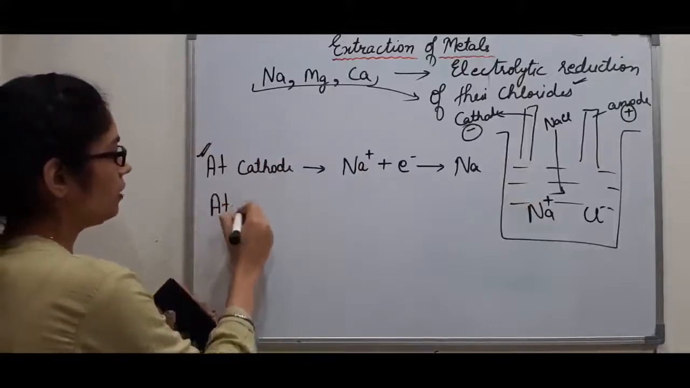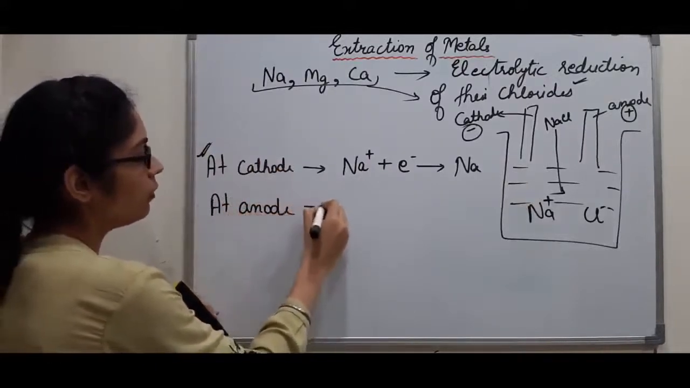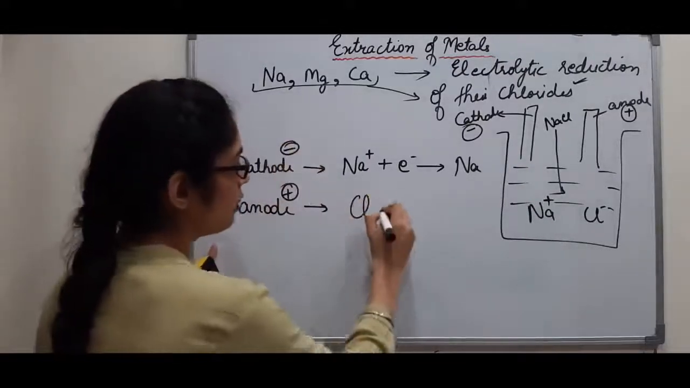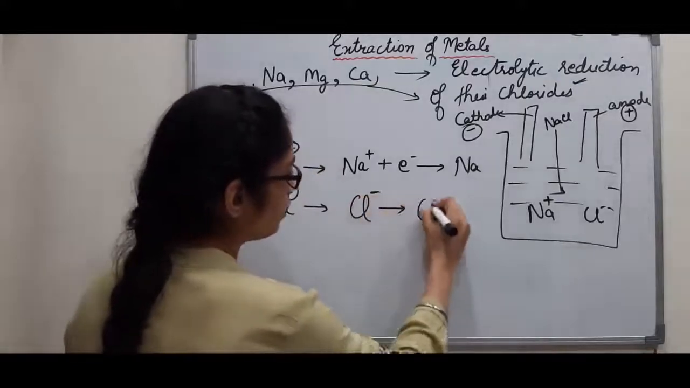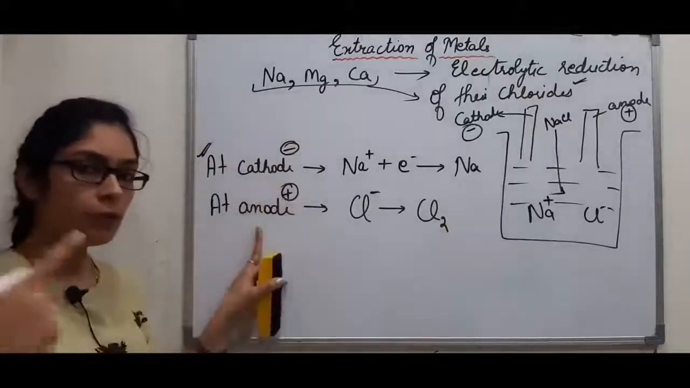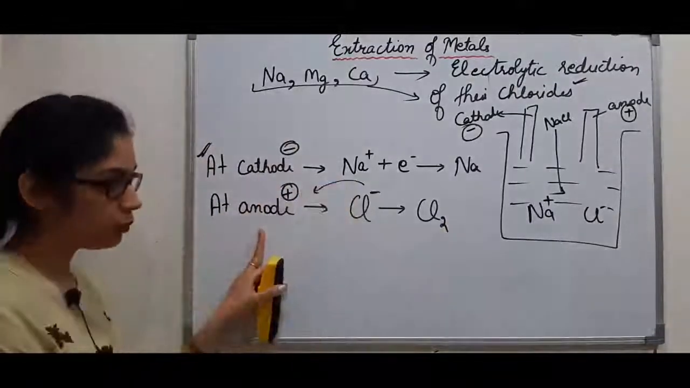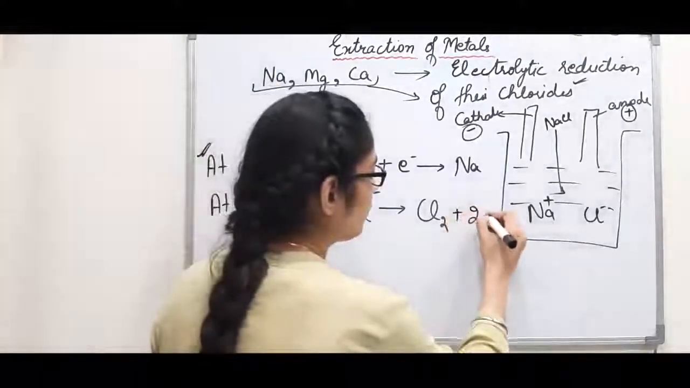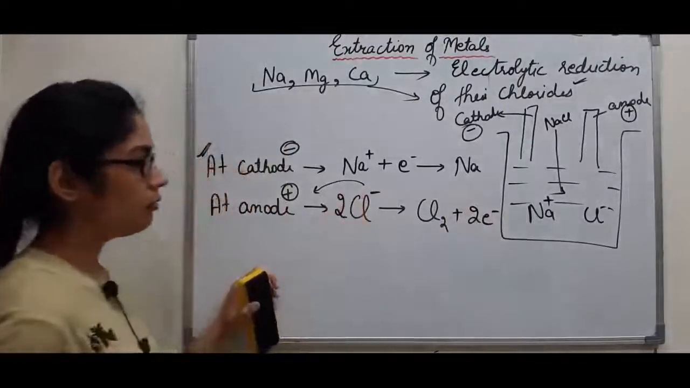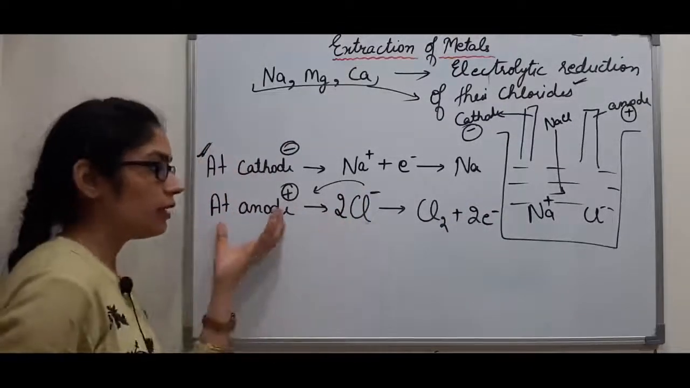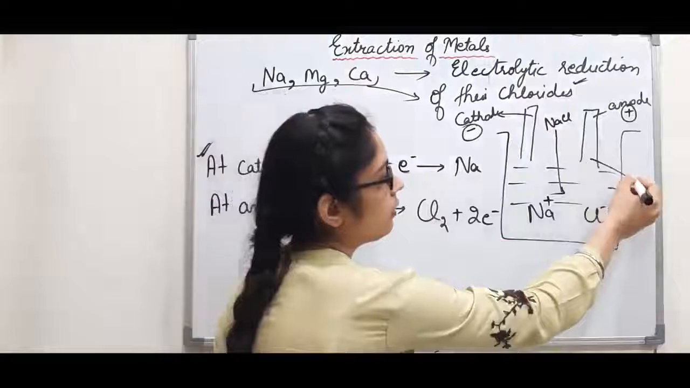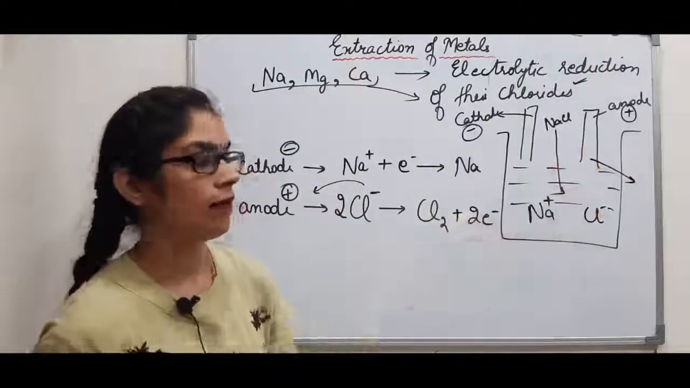The second reaction is at the anode, which is positively charged. So this reaction will take place with the chloride ion. We will get chlorine gas at the anode, because the anode is positively charged and will attract negative charge towards it. So chloride gives chlorine plus 2 electrons, because the formula of chlorine, as we know, is Cl2. Here 2 chloride ions get attracted towards the anode, and for each 2 ions this reaction takes place, and the chlorine gets collected here at the anode.